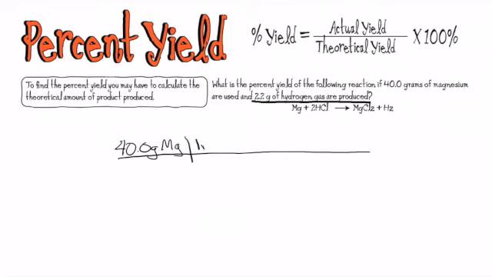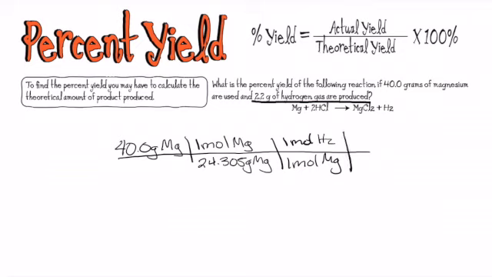So our first step is to divide by our molar mass. Now we use our mole ratio. It's 1 to 1. So for every 1 mole of hydrogen that is produced, 1 mole of magnesium is used. And then we can get grams of hydrogen by using our molar mass. So 2.016 grams of hydrogen for every 1 mole of hydrogen. So we should have made 3.3178 grams of hydrogen.